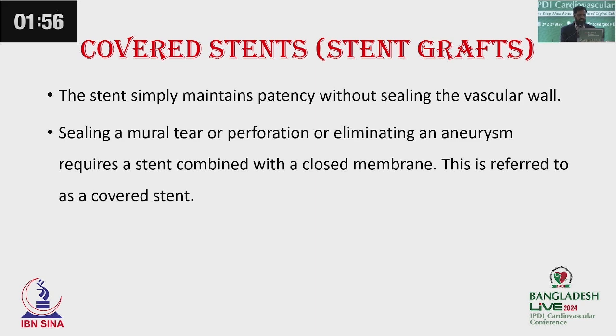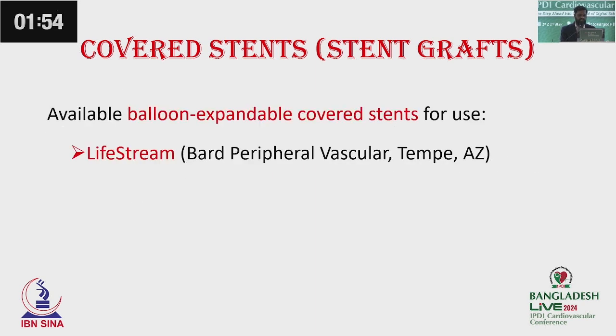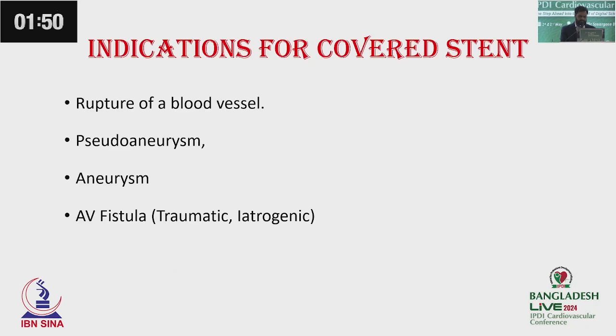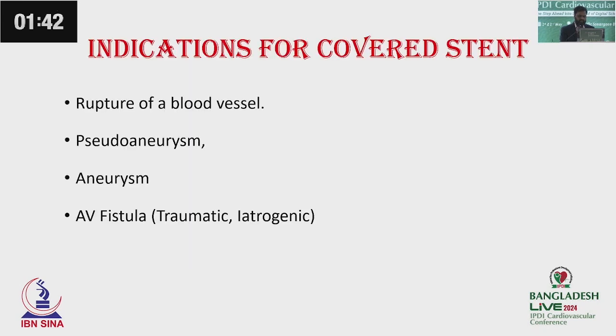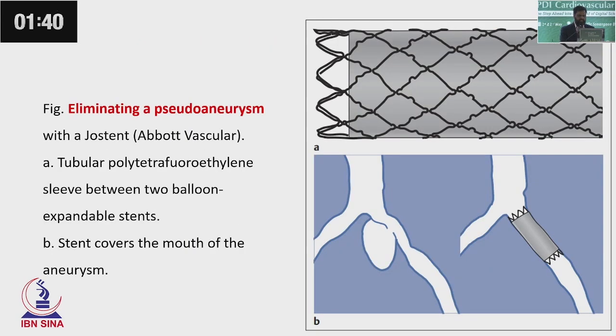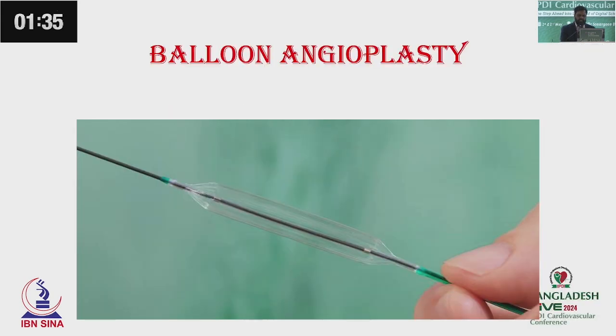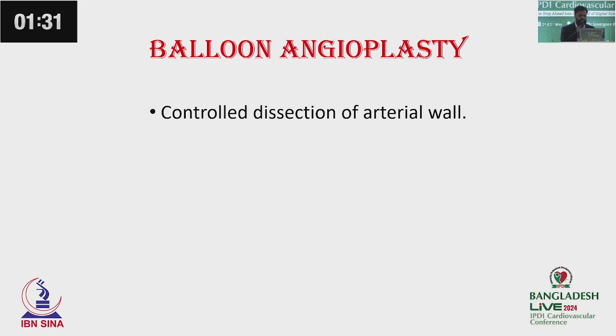So now comes the covered stent, and we use covered stents for sealing aneurysms, especially rupture of blood vessels, pseudoaneurysm, and traumatic AV fistulas. And this is the picture of a Viabahn VBX balloon-expandable stent, and you see that this is a picture of treating a pseudoaneurysm. And then our next device is the balloon, and we use it for balloon angioplasty.